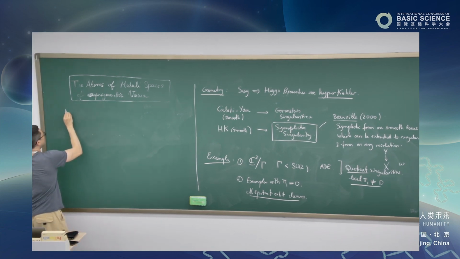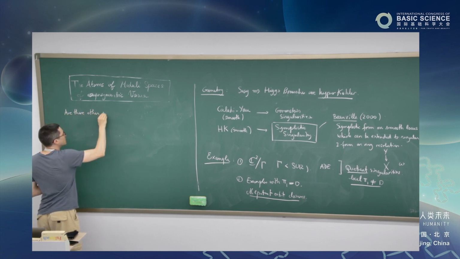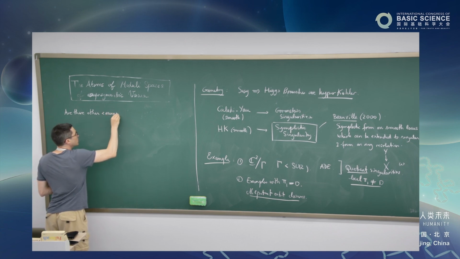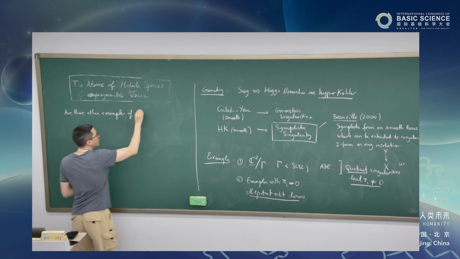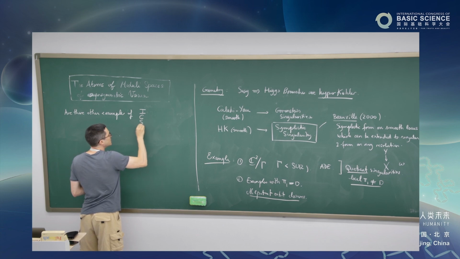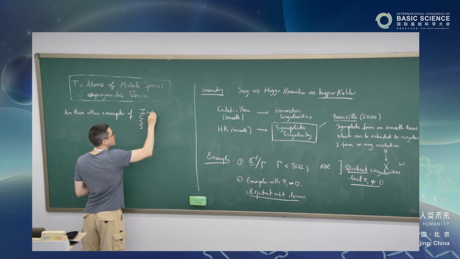So are there other examples of ICSS? So this means isolated conical symplectic singularities.